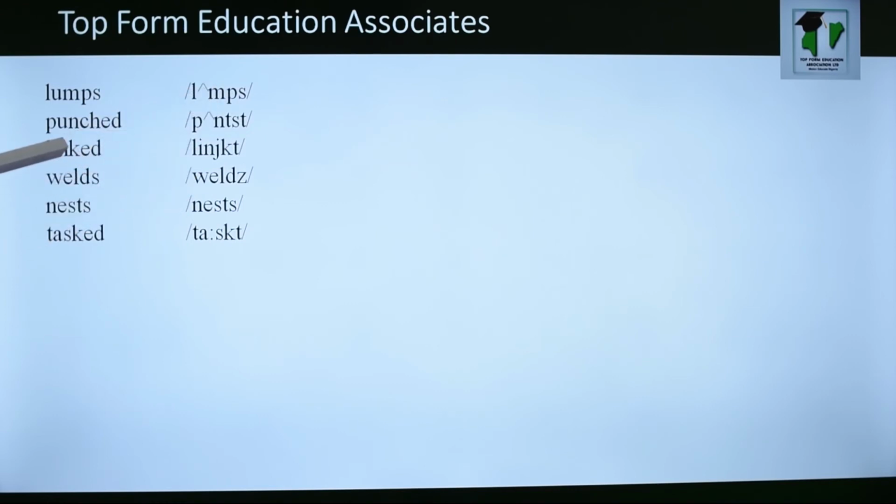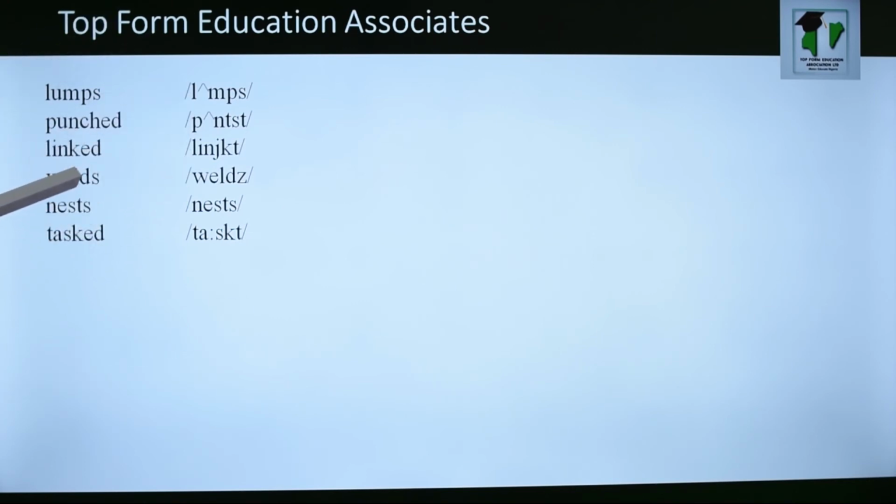Then we have linked. L, I, N, K, T. Linked. Ng. We have ng. K, T. This is not ch. This should be that sound that we have like this, where we got strong.